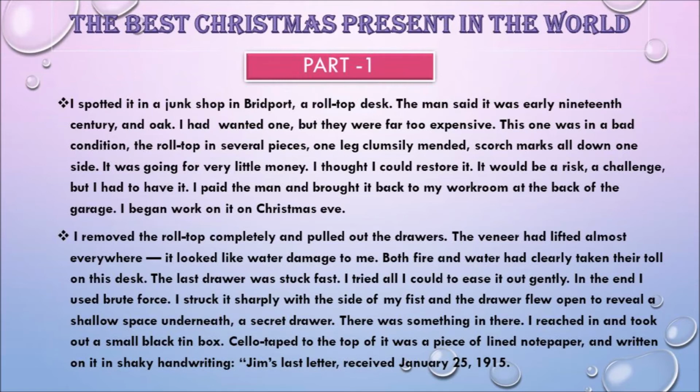He also saw that both fire and water had taken their toll. Fire and water had taken their toll means both fire and water had damaged the desk. It means the desk was damaged due to fire and water, as if the desk got fired and someone might have poured water on it. So in that combination, both fire and water might have damaged the desk. Understood? Next, the narrator was dismantling the desk in order to repair it.